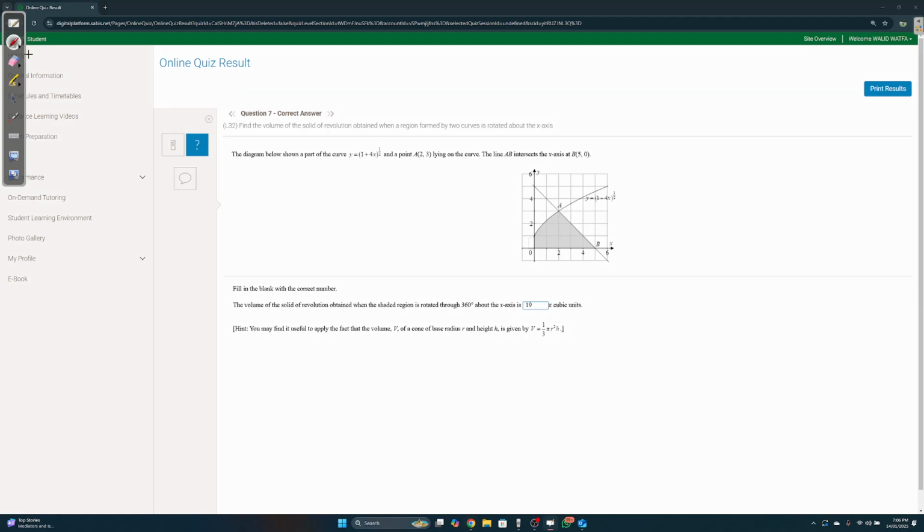Question 7. The diagram below, oh, this is the famous question. The diagram below shows part of the curve 1 plus 4x to the power of half and the point A (2, 3) lying on the curve. The line AB intersects the x-axis at (5, 0). The volume of the solid of revolution obtained when the shaded region is rotated 360 degrees about the x-axis is something pi cubic units. Okay, so we're going to use the easy way, which is find the volume of this and then the volume of this separately, because they're not the same curve.